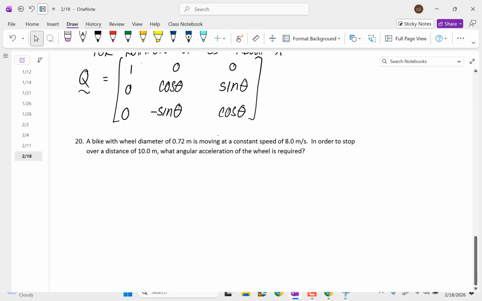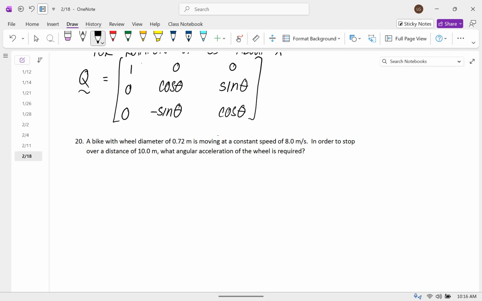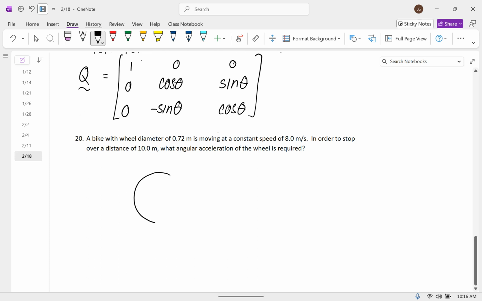Okay, so we have a bike with a wheel diameter of 0.72 meters. It's moving at a constant speed. And one thing that you have to get used to is that the speed of the vehicle is the speed of the axle of the wheels. The center of the wheel is fixed to the rest of the body. So when it says that it has a constant speed of 8 meters per second, that means that this has a constant speed of 8 meters per second.